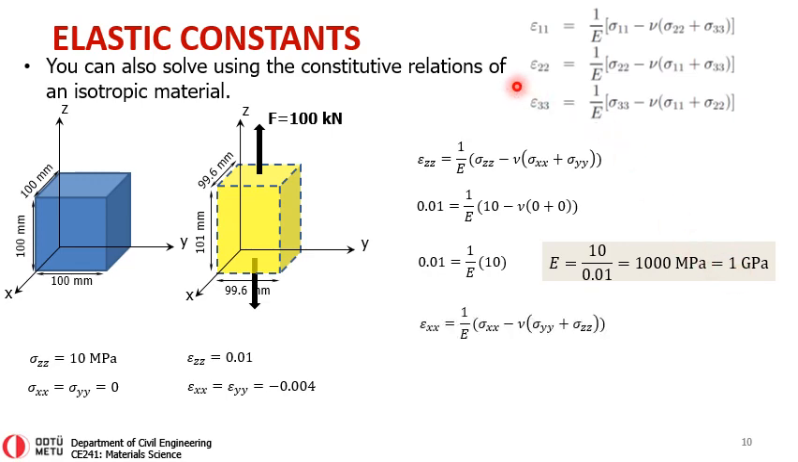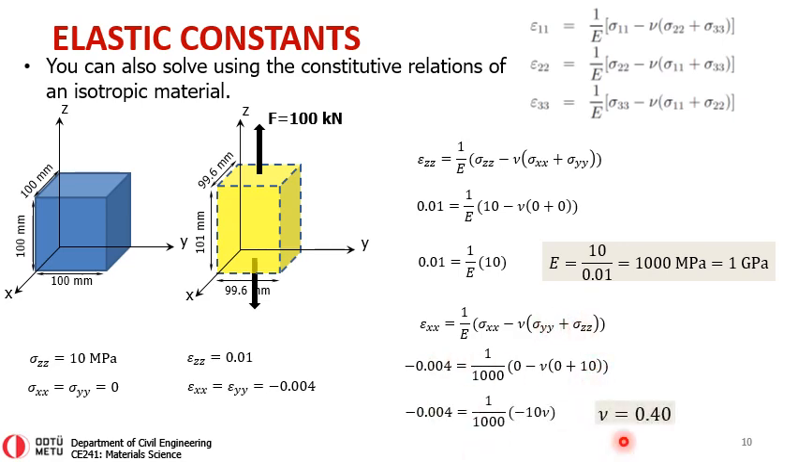Now, using the second term, epsilon xx equals 1 over E, open sigma xx minus nu times sigma yy plus sigma zz. Now, epsilon xx, as you can see, is minus 0.004, equals 1 over 1000. We now know modulus of elasticity. Sigma xx is 0, minus nu times sigma yy 0, sigma zz is 10. So from here, you can solve for Poisson's ratio as 0.40.